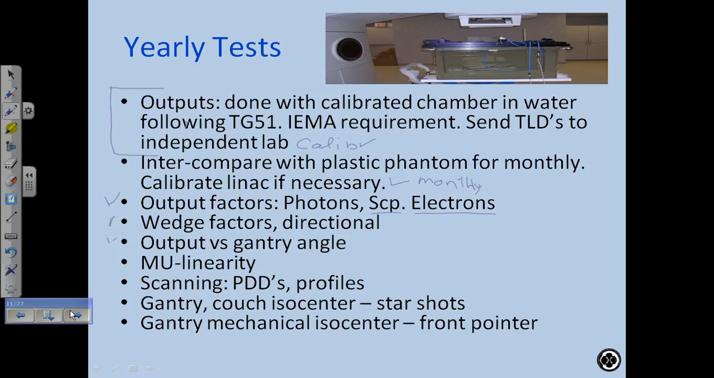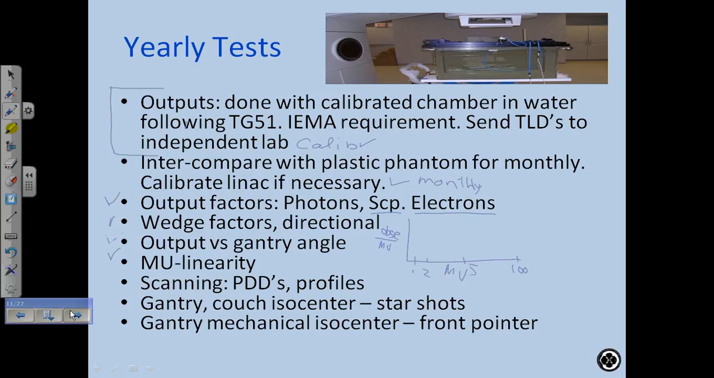MU linearity. So MU linearity, I mentioned this before. That's the test where this is dose. You do this with a chamber. You put a chamber in phantom, and this is dose per MU, and this is MU. And then you'll go down to like 1 MU, 2 MU, 5 MU, and then maybe 100 MU out here, and then you'll check. So dose per MU should be constant across.